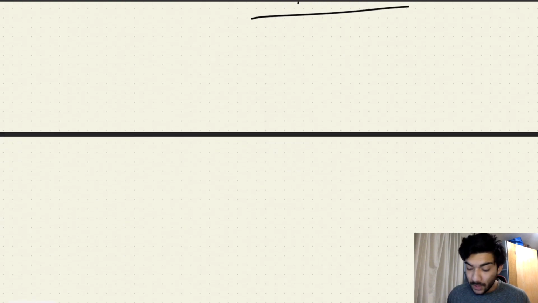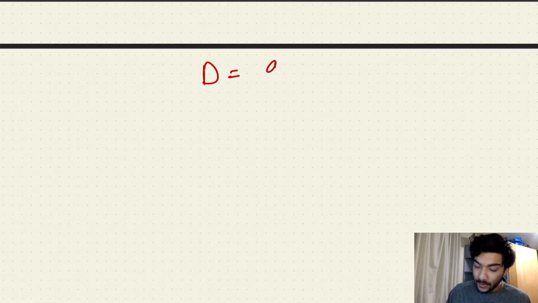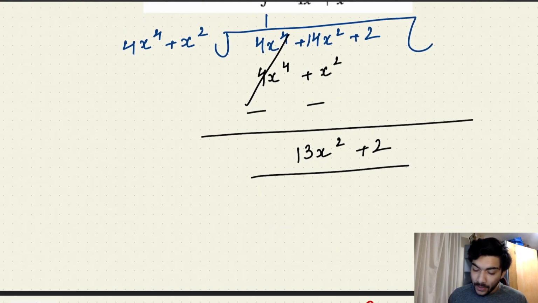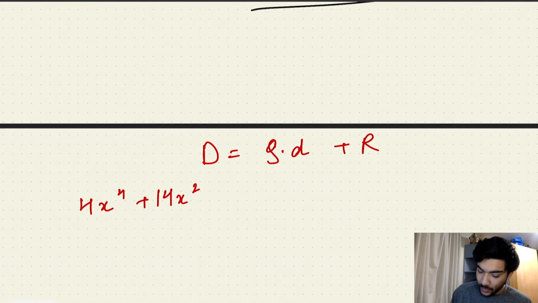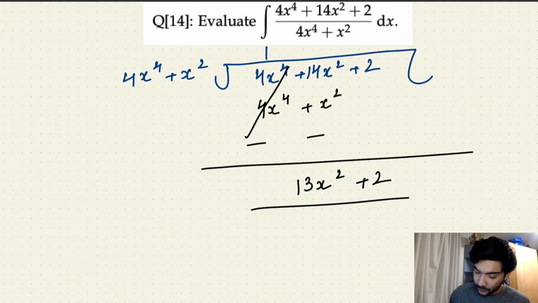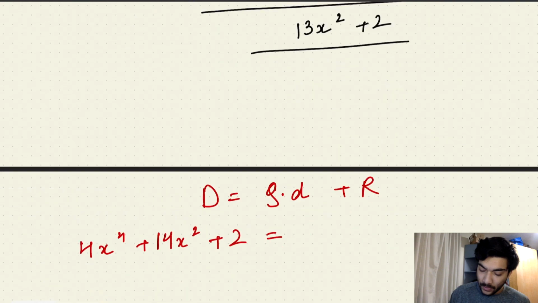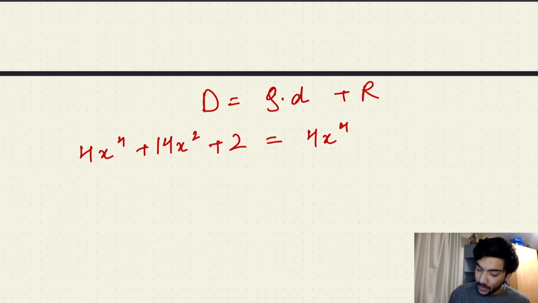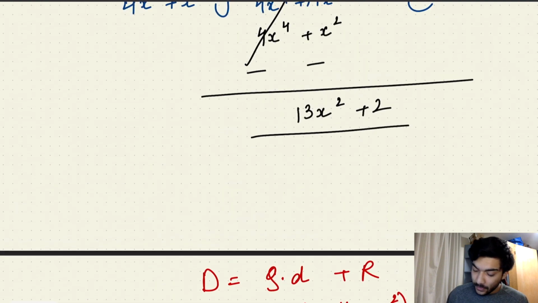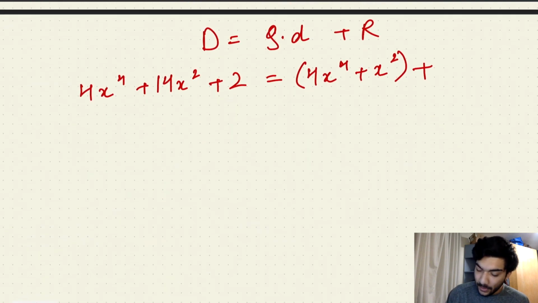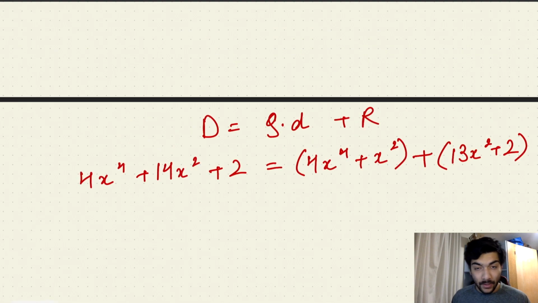And now you know the division formula again. You know that basically dividend is equal to quotient times divisor plus remainder, right? So the dividend in this expression is 4x to the power 4 plus 14x squared plus 2, right? Your quotient is 1 and your divisor is 4x to the power 4 plus x squared. So 4x to the power 4 plus x squared, since your quotient is 1 we won't include that, plus your remainder. So what is your remainder in this case? Your remainder is basically 13x squared plus 2, right? So 13x squared plus 2 is your remainder.